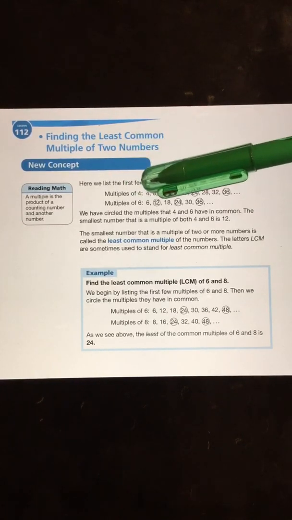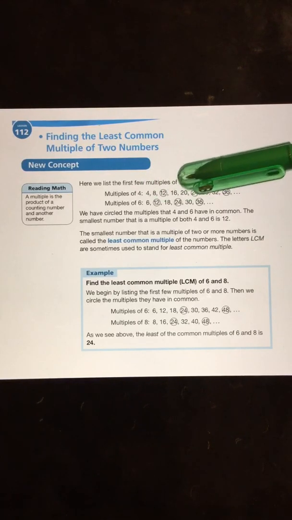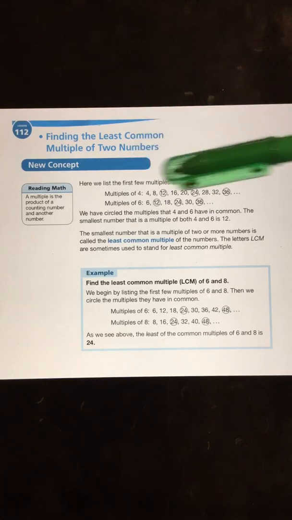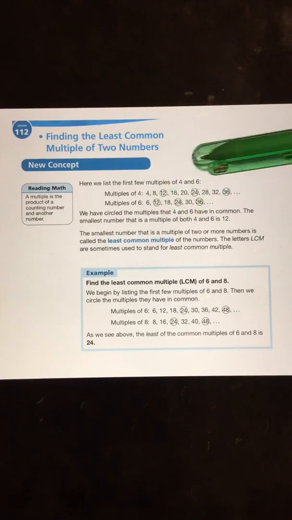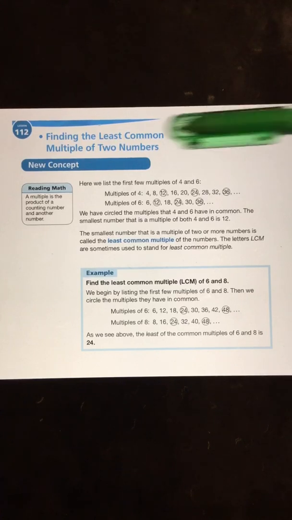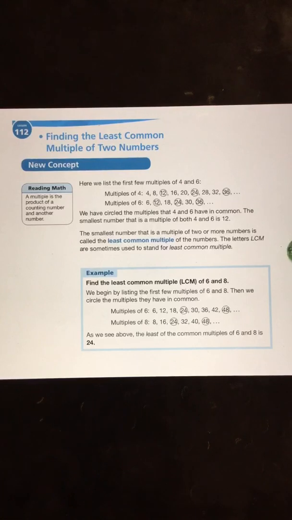All right, multiples of 6. 6 times 1 is 6. 6 times 2 is 12. 6 times 3 is 18. 6 times 4 is 24. 6 times 5 is 30. And 6 times 6 is 36. So we're finding the first 3 multiples of 4 and 6. So we have 12, 24, and 36. All right, these are the multiples that they have in common. They're common multiples. All right, so the smallest number that is a multiple of 2 or more numbers is called the least common multiple, the LCM.